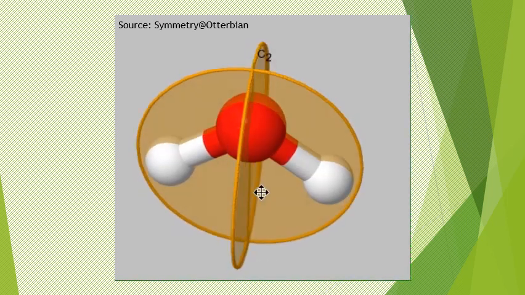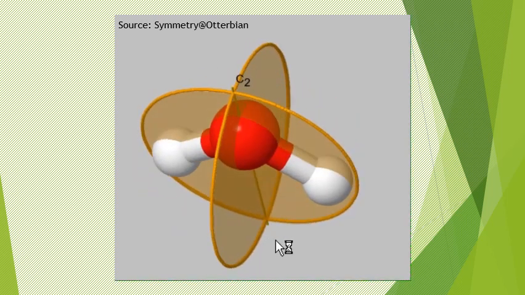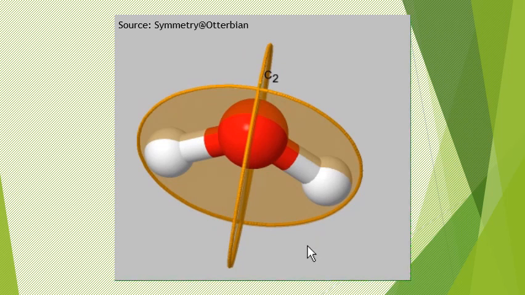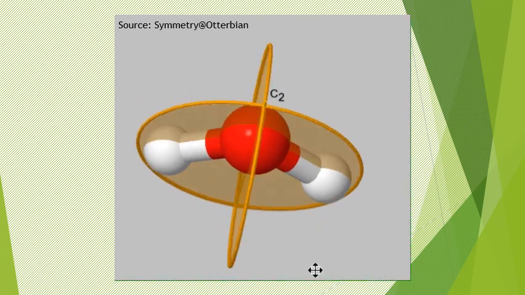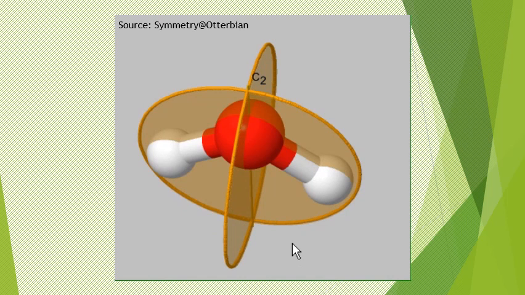So I hope I need not show the operations in this case. The operations can easily be understood. So in total, all these required symmetry elements and symmetry operations are possible so that this water molecule should go to the point group C2V.